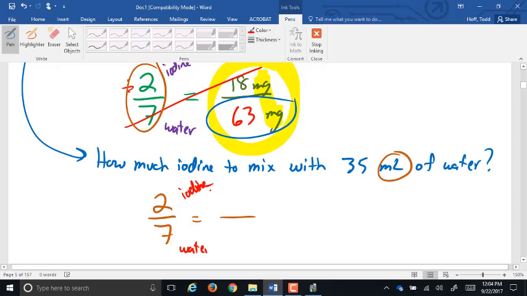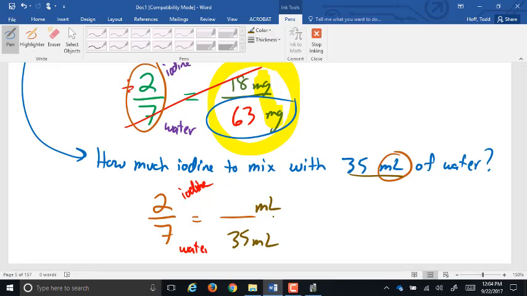Pretend that actually looks like it says iodine. When I put in my water, my 35 milliliters, all that means is my units on top have to also be milliliters. Yes. They do have to have the same label within that ratio. Yeah, it doesn't, it can be water and iodine. It's just the units of measurement, exactly. It has to compare milligrams to milligrams or milliliters to milliliters.